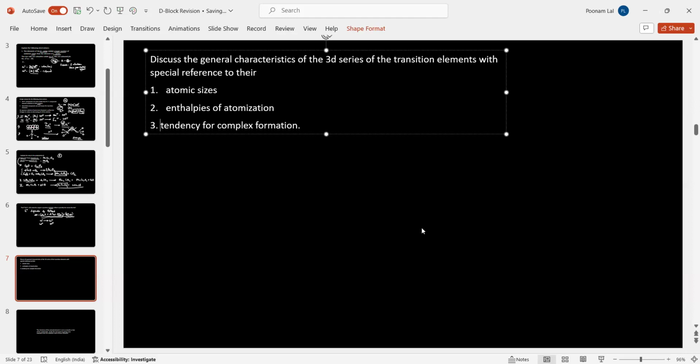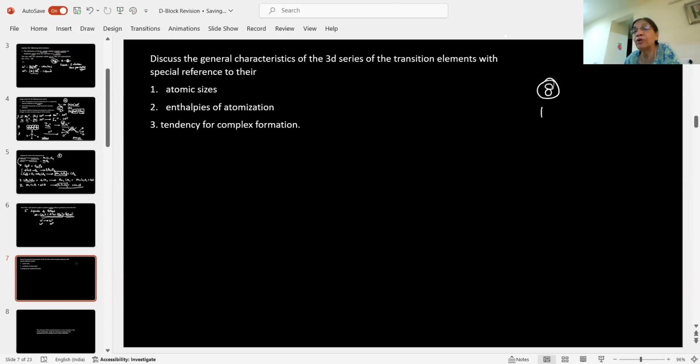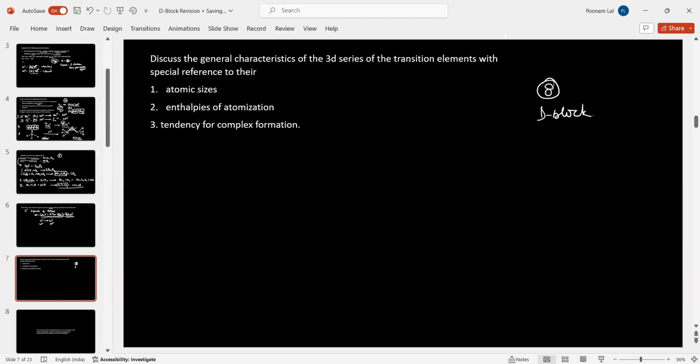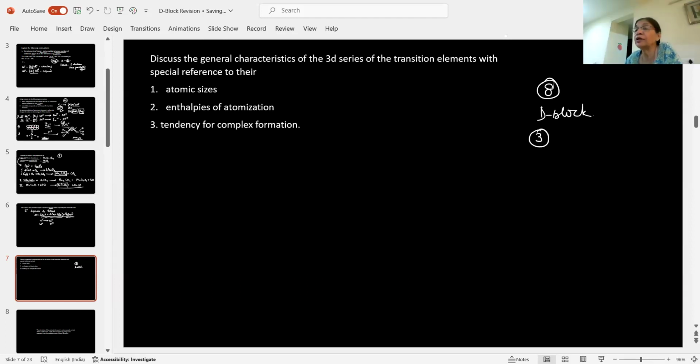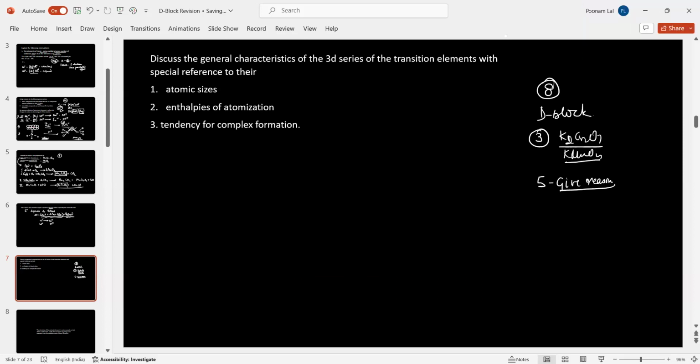Ma'am, is it as important as the steps of preparation of K2Cr2O7? See, there are altogether 8 mark questions from D block. Out of this, 3 marks are either potassium dichromate or KMnO4. Generally, they are asked every year, either this or this, 3 marks. 5 marks are for give reason. That is what we are doing, give reason. In MCQs, they rarely ask D block. Ma'am, so even this is equally important? Yes, equally important.